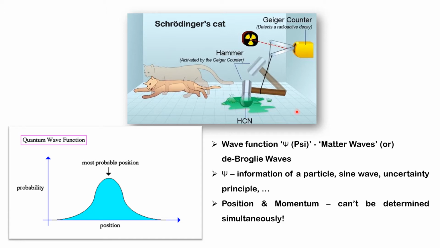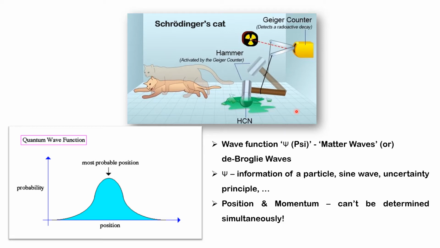Now here, when I don't look at the chamber, when I don't open the chamber and look into it, the cat exists in two states. State 1, it is alive. State 0, it is no more, it dies. It's dead. So this is how you explain wave-particle duality.